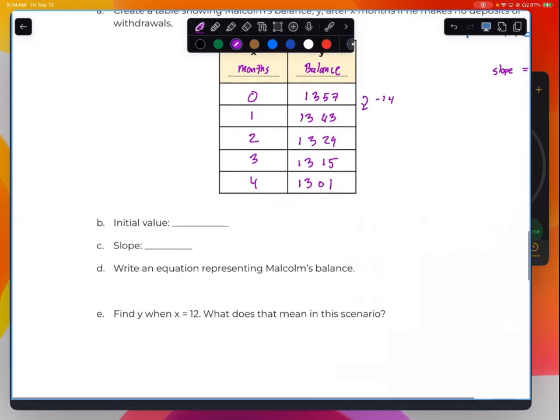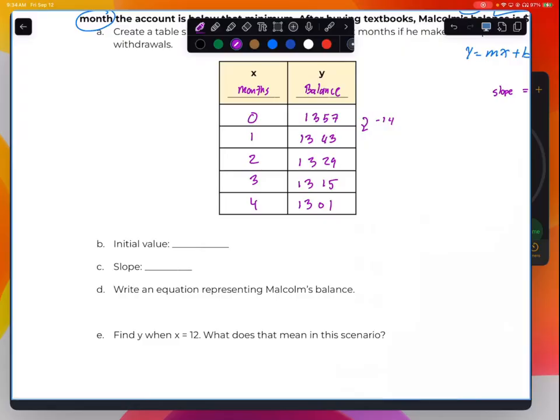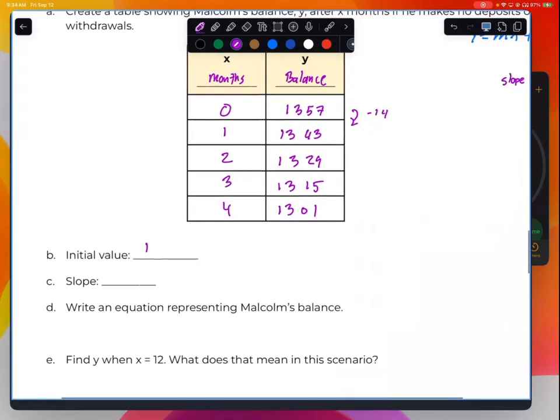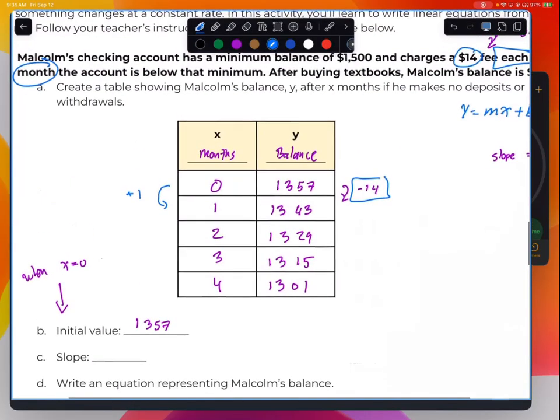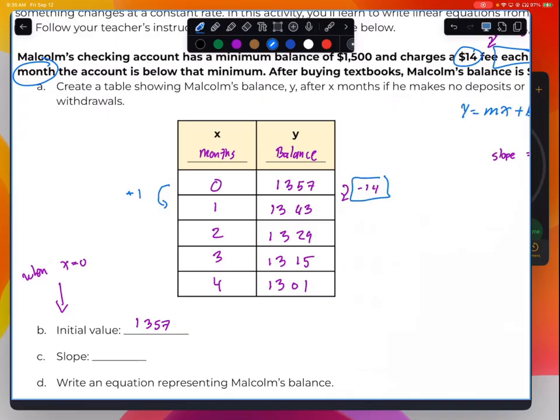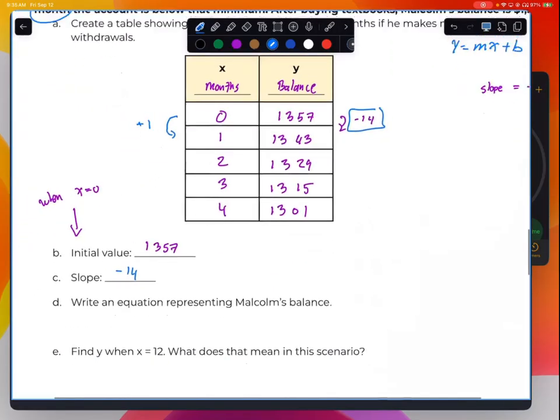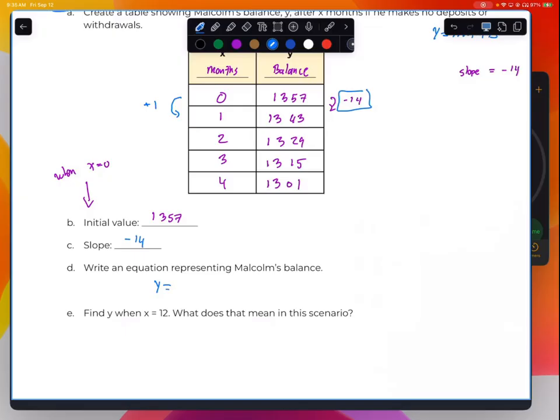So what's my initial value? Initial value is always found at which number? Yes, 0. When x is 0. So I heard 1,357. My slope is going to be negative 14, and that's because the x is going up by 1. Also because we just found it directly from our equation, right? So minus 14. And therefore my equation is, y equals?